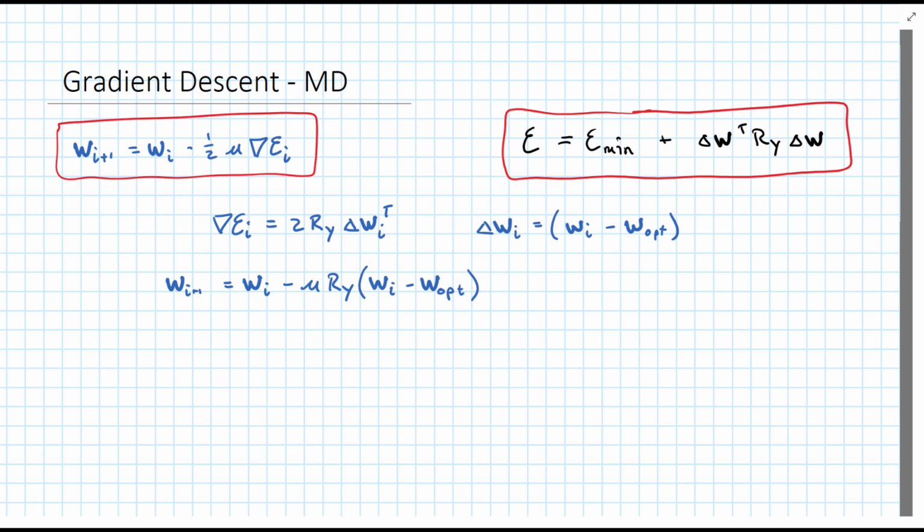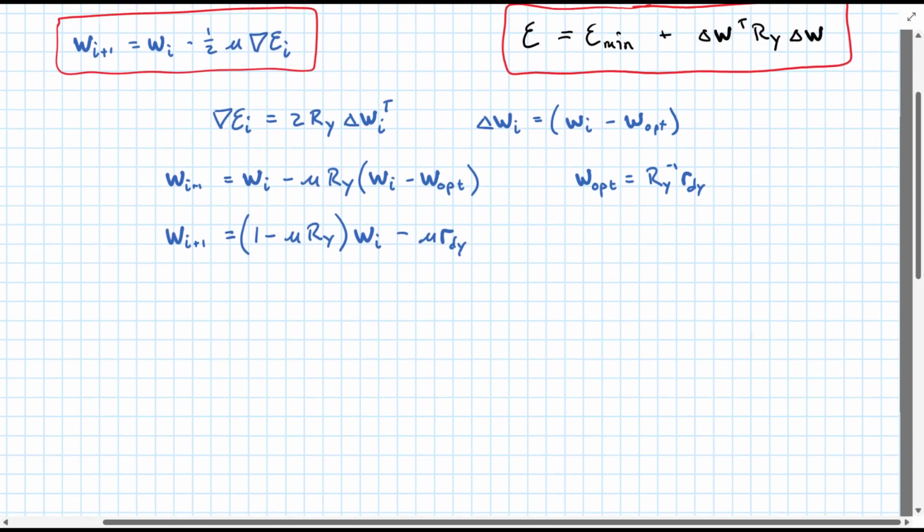Now recall that we have another expression for our optimal W, which is Ry inverse times r dy. And so let's shove that in there, and simultaneously we're going to factor out and combine our Wi's. So as of now, this looks just like what we saw in the 1D case. The only difference is that Ry is a matrix and Rdy is a vector, and so are our respective weight vectors Wi and Wi plus 1.